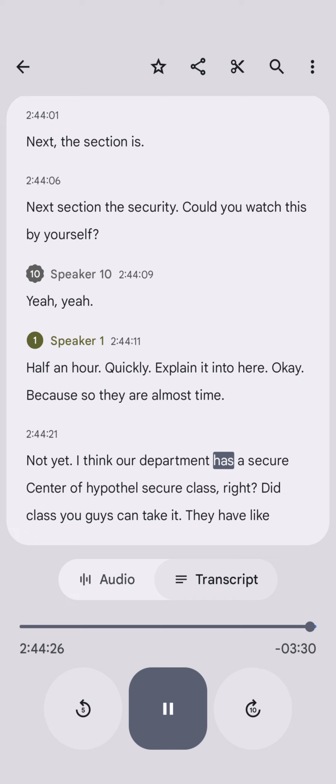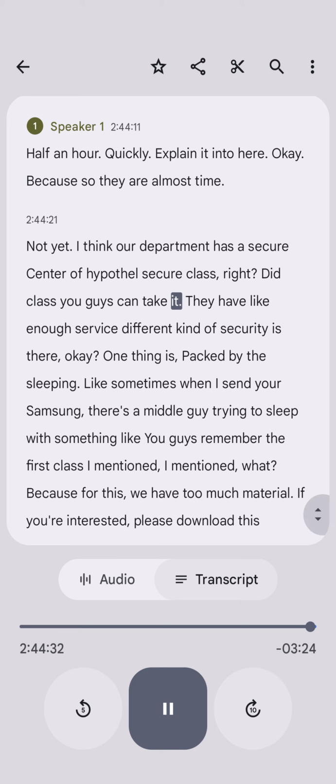I think our department has a security center with quite a few security classes, right? Security related classes, you guys can take them. Then we have denial of service, different kinds of security issues in there, okay? One thing is talk about sniffing. Like sometimes when I send you something, there's a middle guy trying to sniff something, right? You guys remember what I mentioned in the first class?